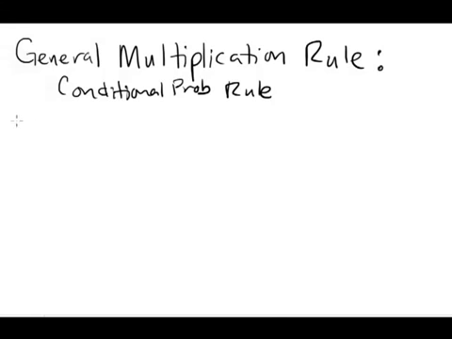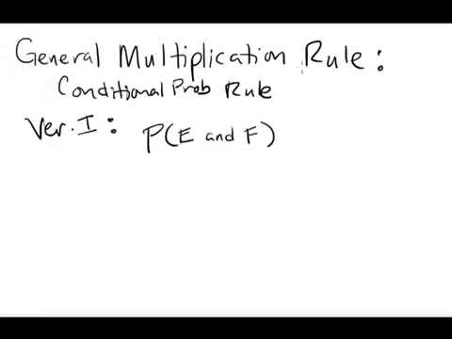In fact, I'm going to show you two versions. Let's call this version number 1. Sometimes your book might show it this way: the probability of E and F. I showed in a previous video that the general addition rule has an or between E and F, the probability of E or F. The multiplication rule has to do with the word and sitting between E and F.